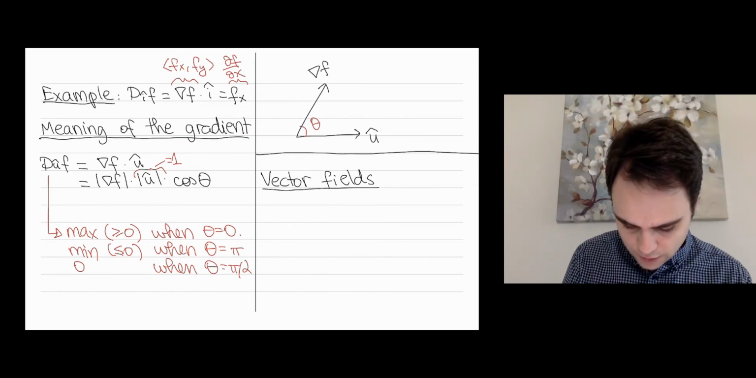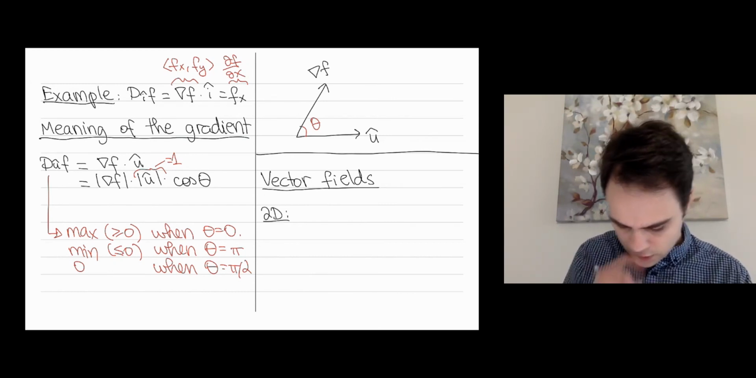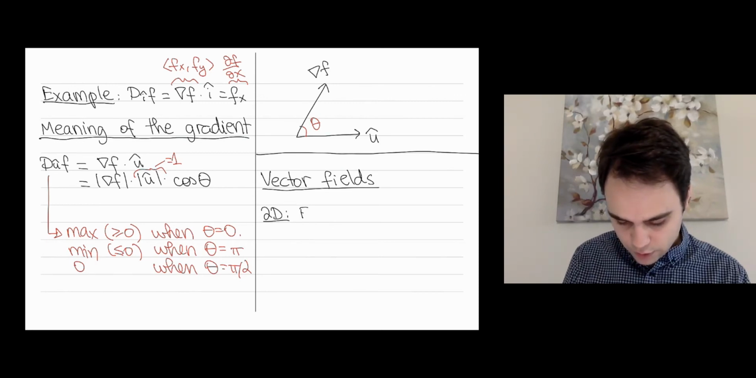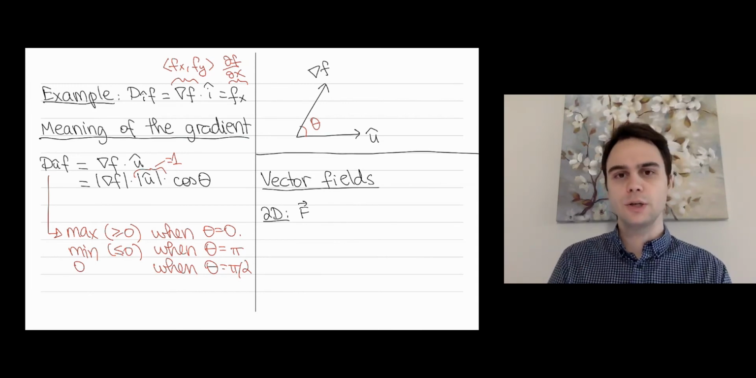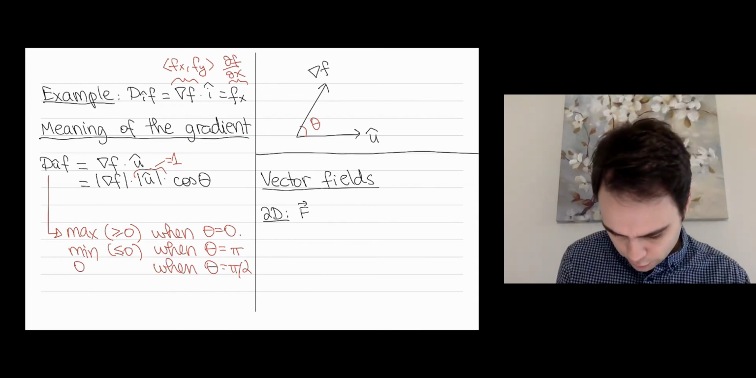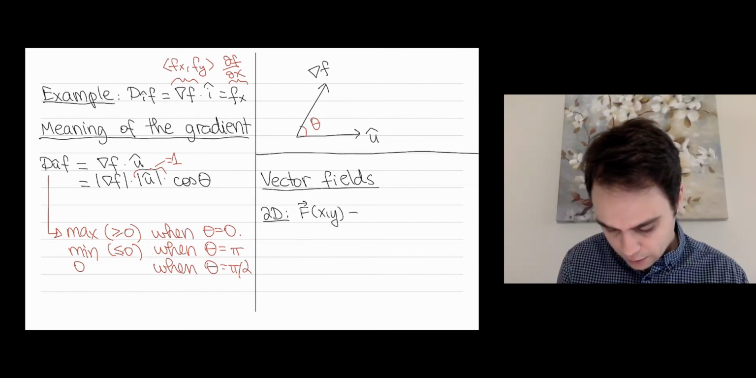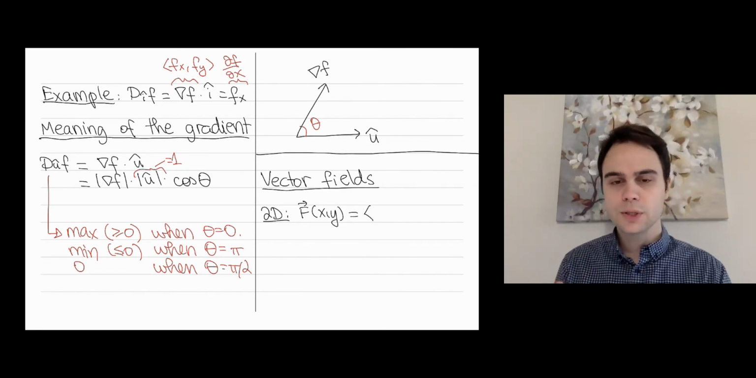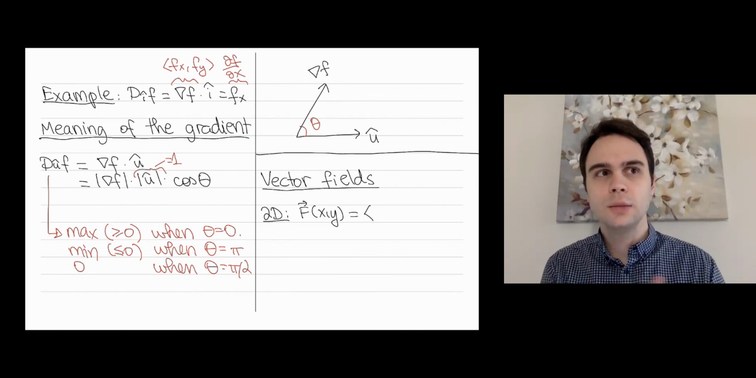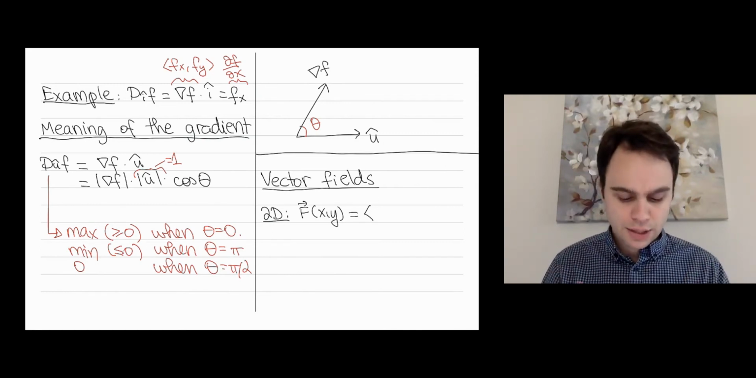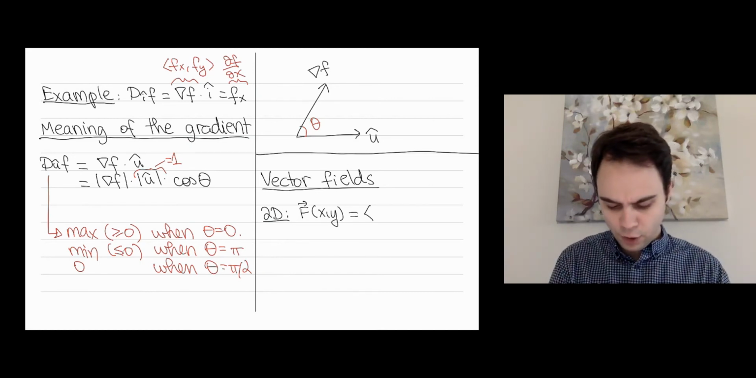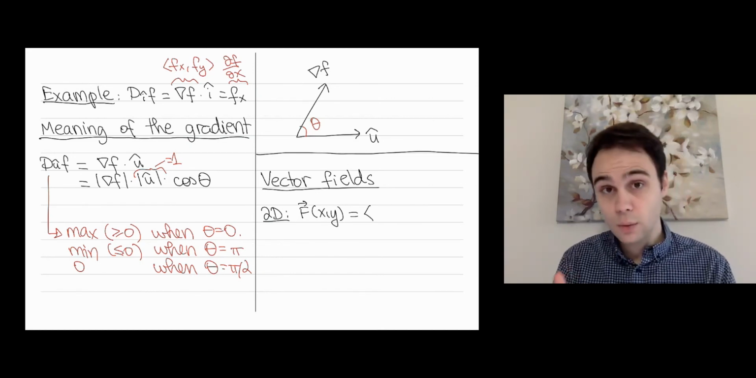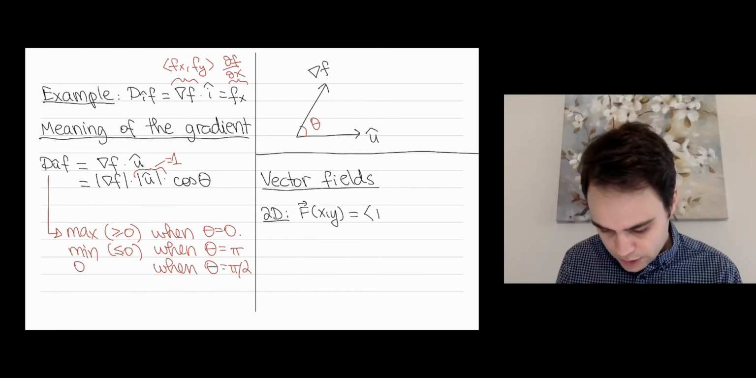So in 2D, for our vector field, we'll get a vector for each point in the plane, and the vector will be a two-dimensional vector. We'll have two components. So for each point x, y in the plane, I'm going to get a vector with two components. The components will in general depend on the point, and they don't have to be related at all. So normally, when in 2D, I'll call the first component P.